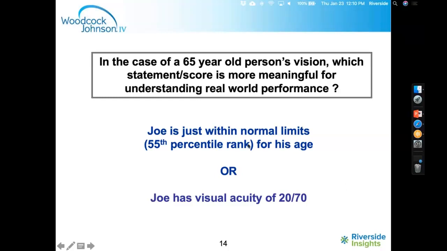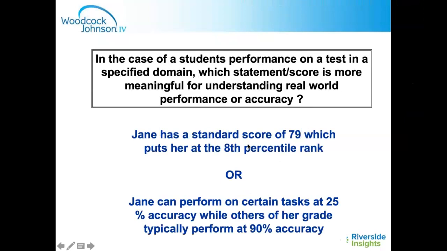So let's bring it back to an academic example. In the case of a student's performance on a test in a specific domain, which statement or score is more meaningful for understanding their real-world performance or accuracy? Jane has a standard score of 79, which puts her at the 8th percentile rank, or Jane can perform on certain tasks at 25% accuracy, while others of her grade typically perform at 90% accuracy.